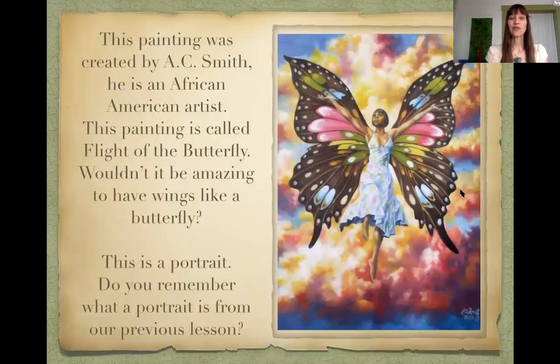This painting was created by A.C. Smith. He is an African-American artist. This painting is called Flight of the Butterfly. Wouldn't it be amazing to have wings like a butterfly? This is a portrait. Do you remember what a portrait is from our previous lesson? Well, a portrait is when you draw or paint or sculpt a picture of a friend.